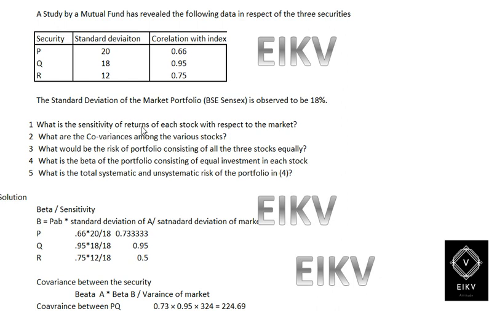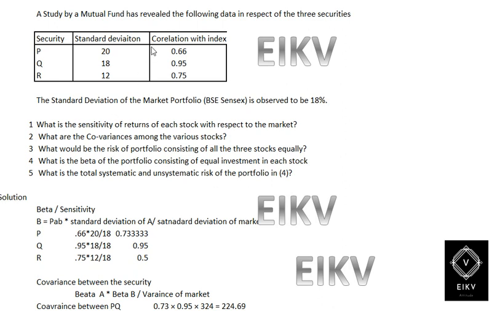So you are required, number one, what is the sensitivity of return of each stock with respect to the market? Number two, what is the covariance among the various stocks? Number three, what would be the risk of the portfolio consisting of all the three stocks equally? Number four, what is the beta of the portfolio consisting of equal investment in each stock? Number five, what is the total systematic and unsystematic risk of the portfolio?